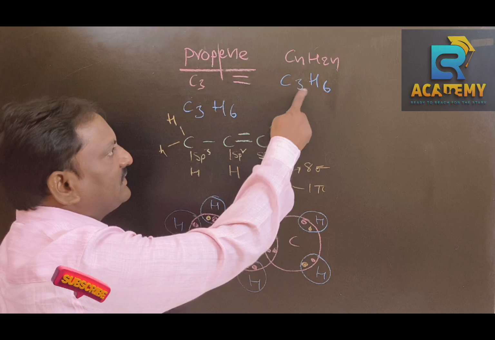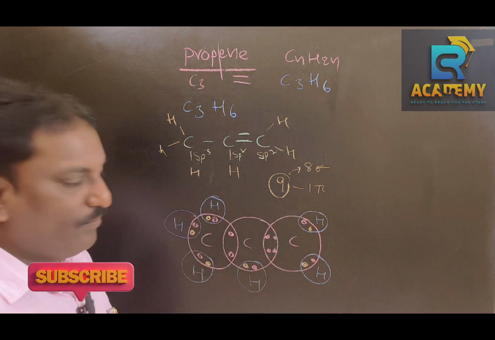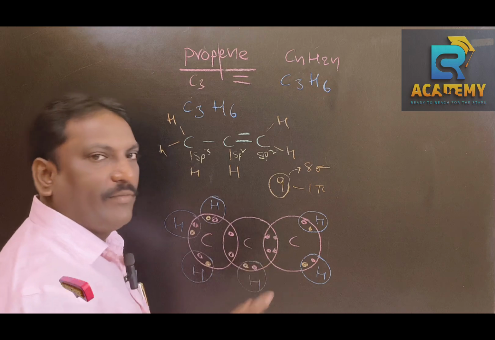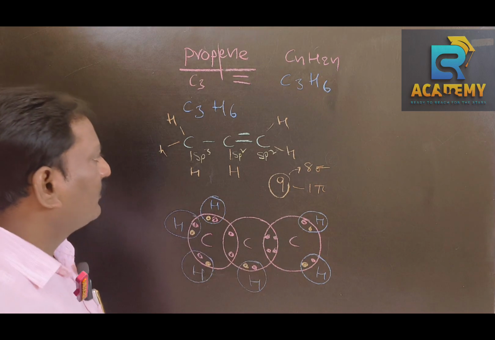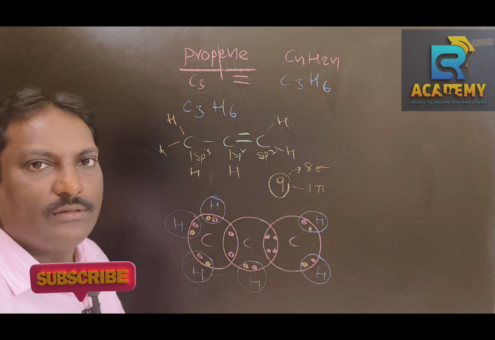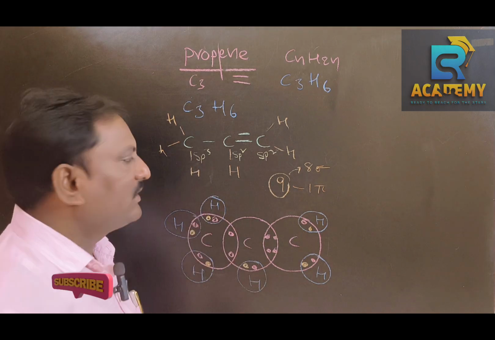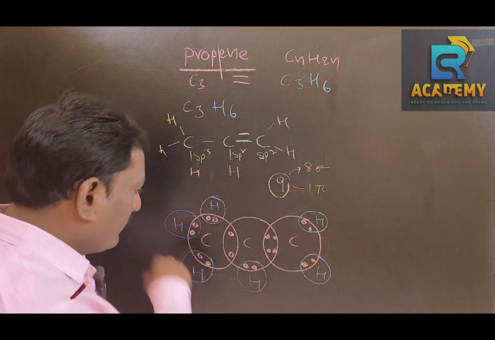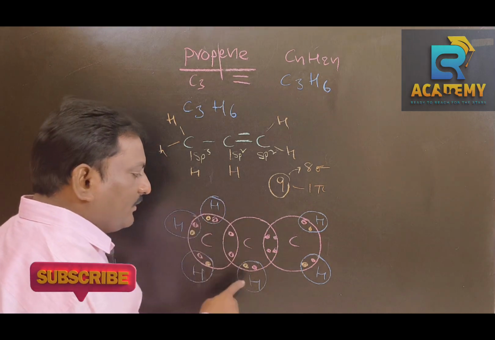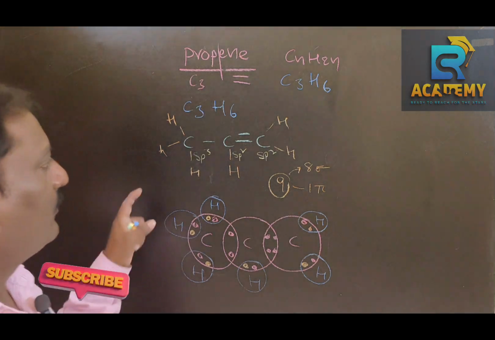Propene chemical formula C3H6. This is the detailed structure. Propene has 9 covalent bonds, among them 8 are sigma bonds and 1 is a pi bond. And in propene, one carbon atom undergoes sp3 hybridization, and the remaining 2 carbon atoms undergo sp2 hybridization. Okay, this will be the Lewis dot structure of propene. Make a note.